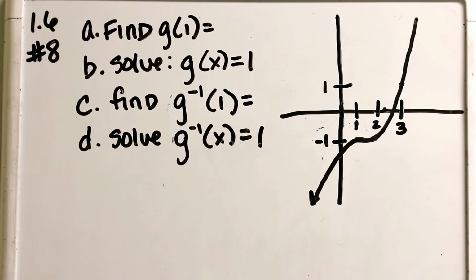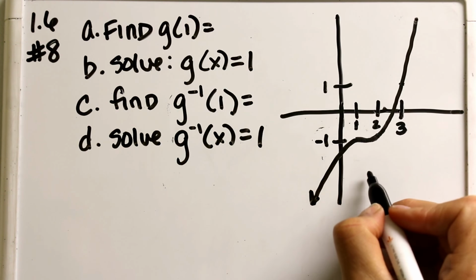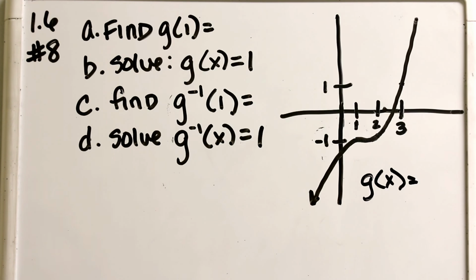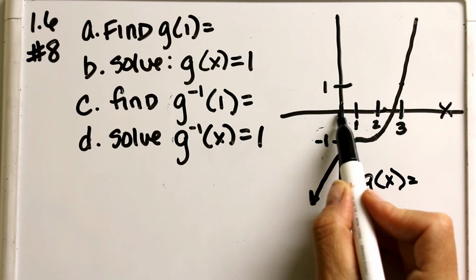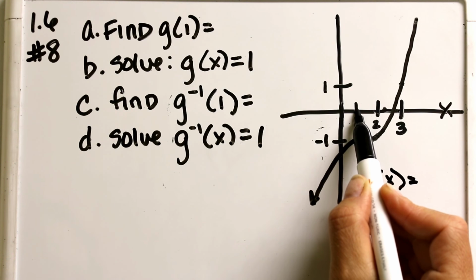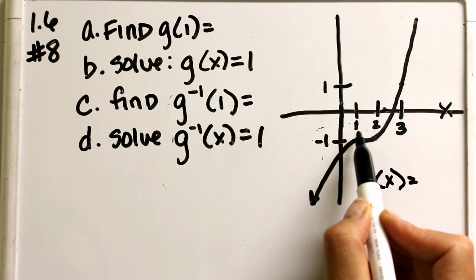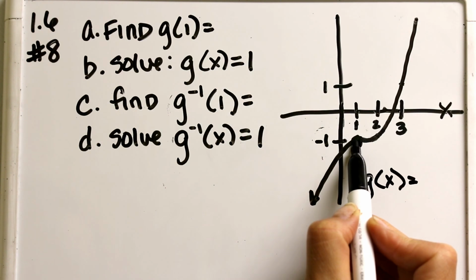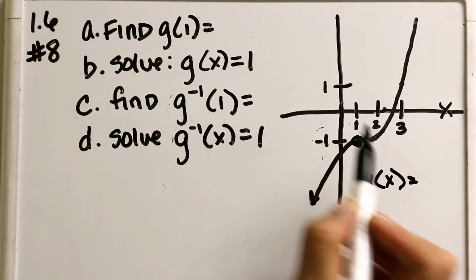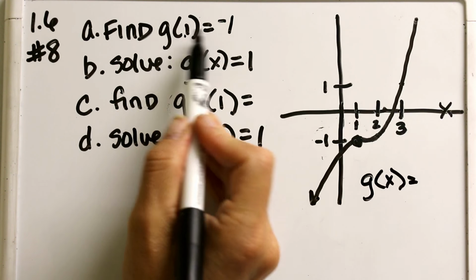In 1.6, number 8, we are asked to look at our graph and find parts A, B, C, and D. Originally, we are asked to find g of 1. We are given the g of x function. So in place of the x, they put a 1. So if we go to the x-axis to 1, where is the graph and what would be the y value? There is a point right here at -1. So this point represents 1, -1. The x and the y value.